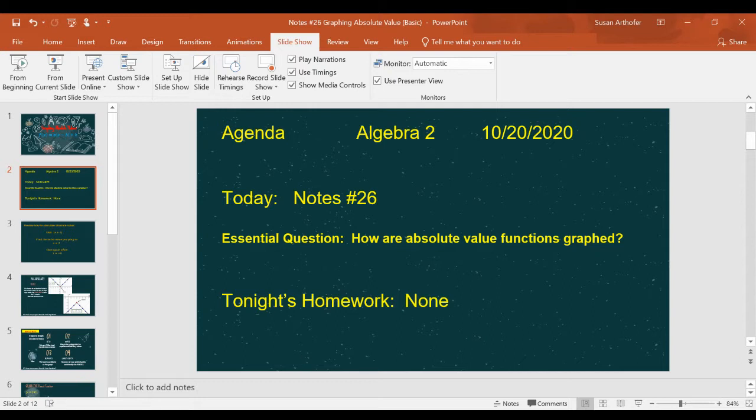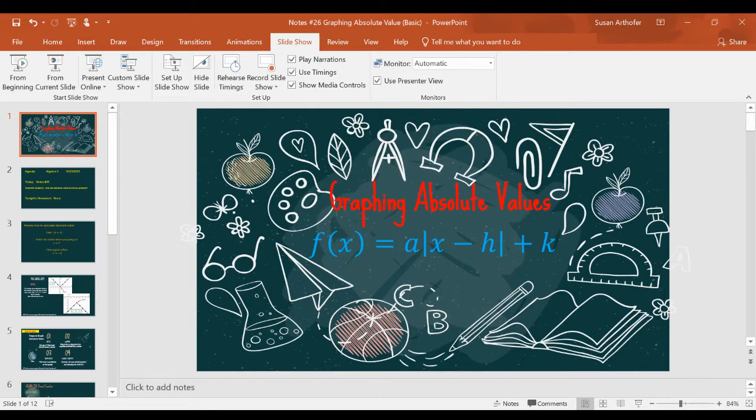Okay, so hopefully you have your piece of paper out. Notes number 26 in the top left. And I just want you to sit and listen for just a minute. Okay, so this slide shows in blue what an absolute value function looks like. I don't want you to copy this down right now. I just want to talk for a minute.